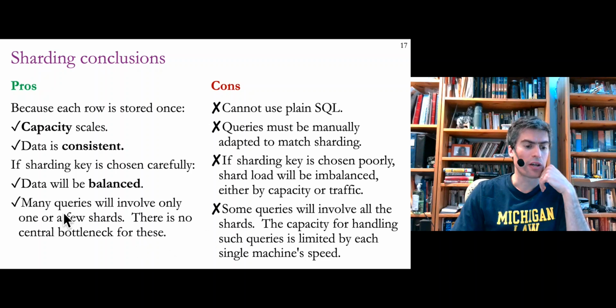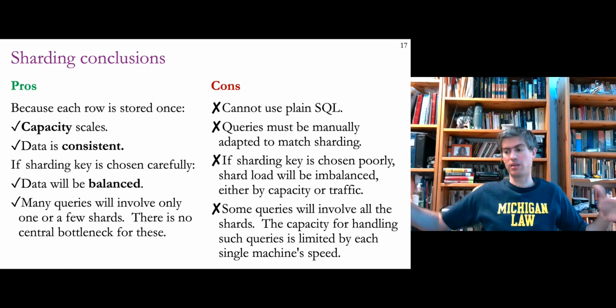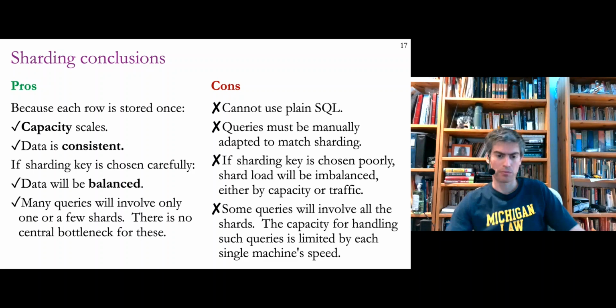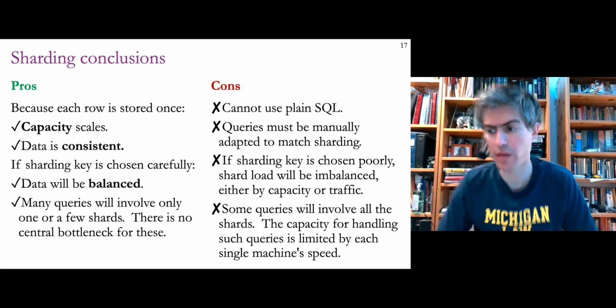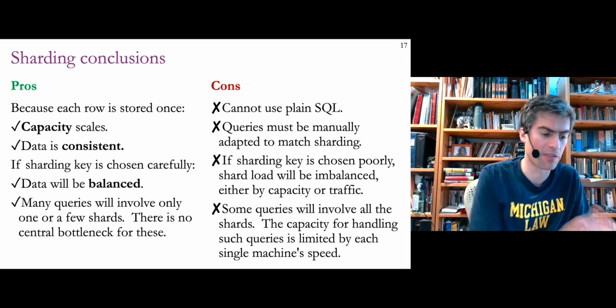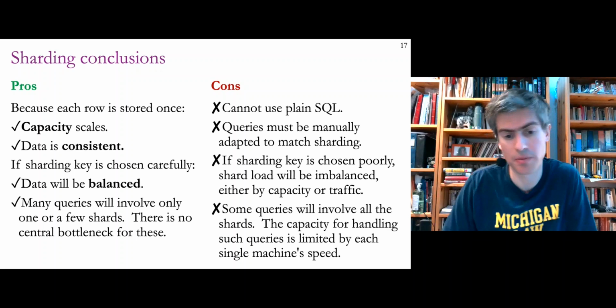We saw that with sharding, a lot of the queries we ran only involved one shard or only a few shards. That's really nice. There's no central bottleneck for those. We can scale the capacity, the ability to handle more writes, by just adding more nodes, because when we do that, each request only has a fixed amount of work. The amount of work per request doesn't scale as we scale the system.